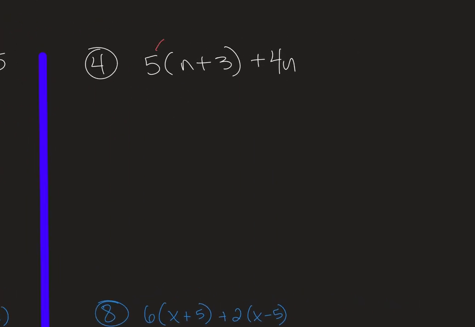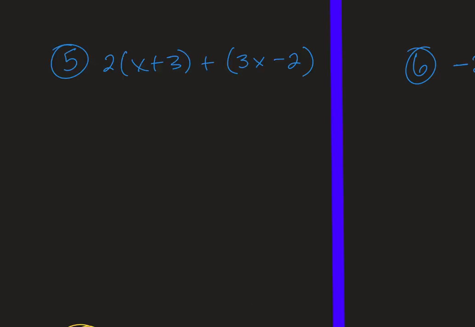5 is multiplying this group. 5 times n is 5n. 5 times 3 is 15. And then that plus 4n is still left over. This guy, he doesn't have any, oh wait, no, he does have friends. 5n and 4n, that's 9n, but the 15 doesn't. So we are done there. Okay, getting a little trickier, but not that much trickier.